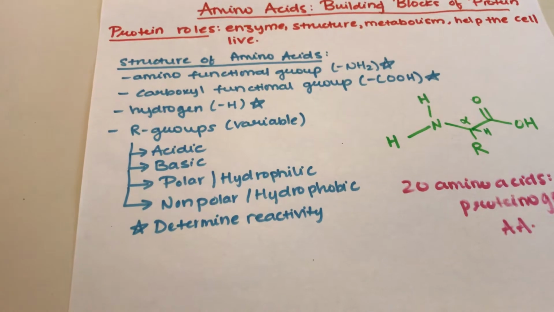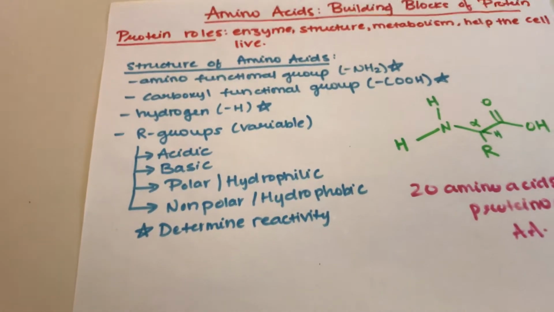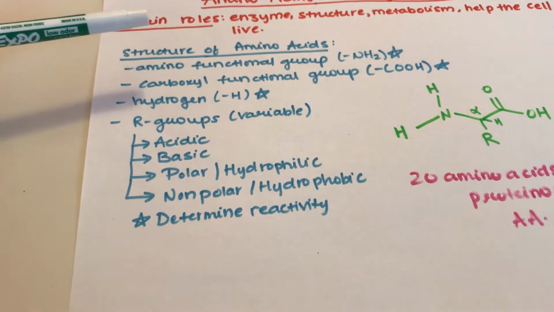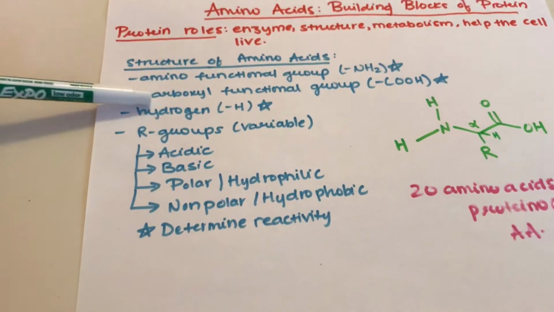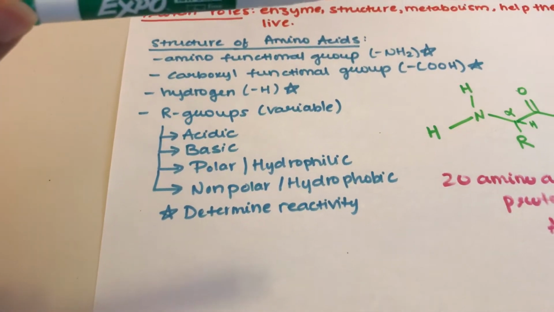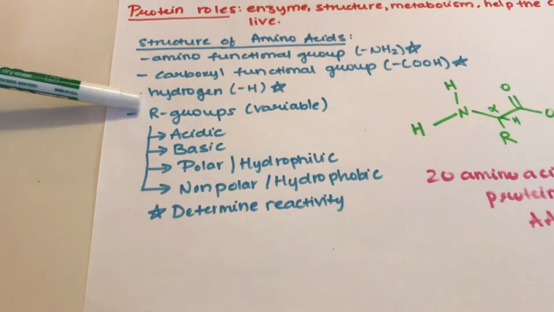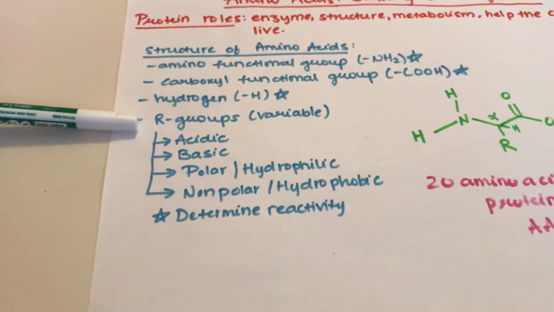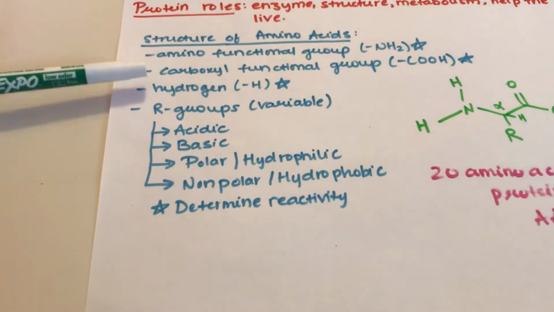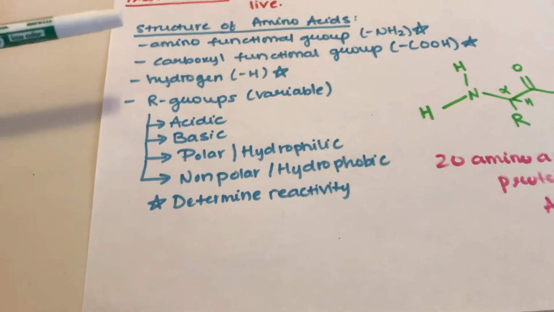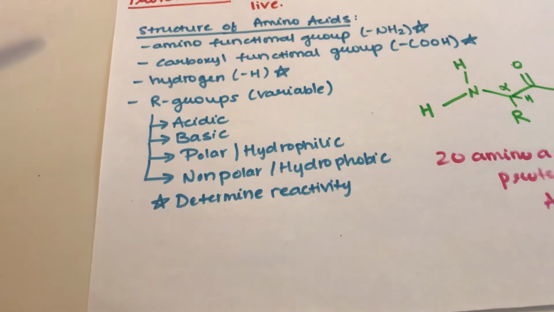The structure of the amino acids has 4 main groups. One of them is the amino functional group, which is basically just an NH2 group. The second one is a carboxyl functional group, which is a COOH group. The third one is a hydrogen, and the fourth one is an R group that we'll get into in a little bit. The first 3 points on this sheet are common to the 20 amino acids that we'll talk about.